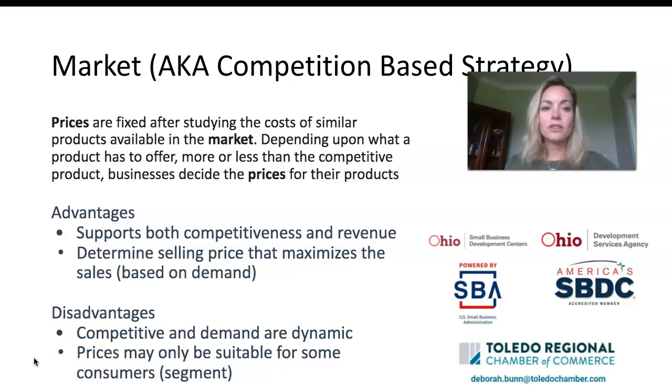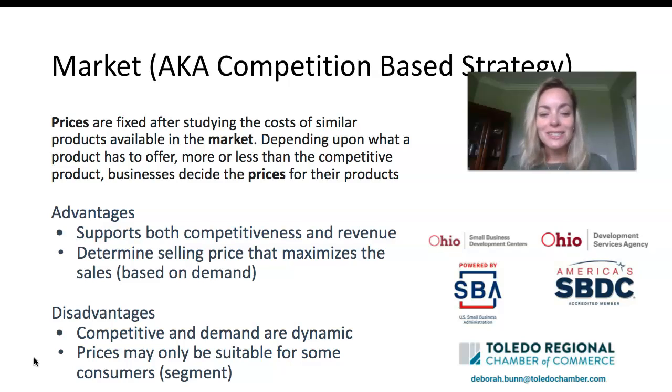The next model to look at is market or competition-based strategy. So you're studying the cost of similar products on the market, you're studying the consumer demand, and also looking at how different your product or your unit is compared to competitors out there. What are consumers willing to pay for what's out there currently, and then setting your price accordingly. So this really supports your competitiveness and your revenue, making sure that consumers are purchasing at that price point, and you're doing similar things as what the competitors are doing. And the selling price really maximizes your sales as well, because you're looking at that demand.